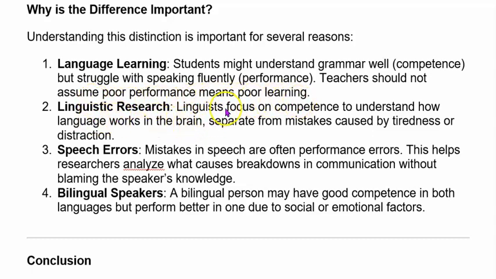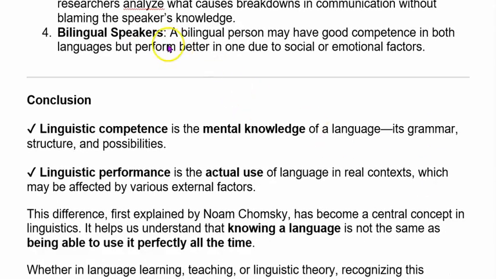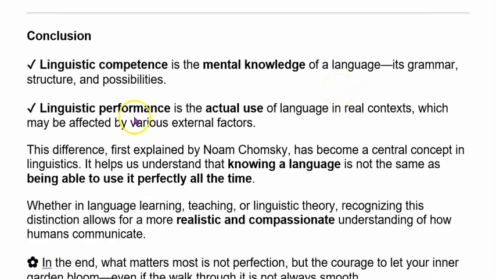Two, linguistic research. Linguists focus on competence to understand how language works in the brain, separate from mistakes caused by tiredness or distraction. Three, speech errors. Mistakes in speech are often performance errors. This helps researchers analyze what causes breakdowns in communication without blaming the speaker's knowledge. Four, bilingual speakers. A bilingual person may have good competence in both languages but perform better in one due to social or emotional factors. So what's the conclusion?